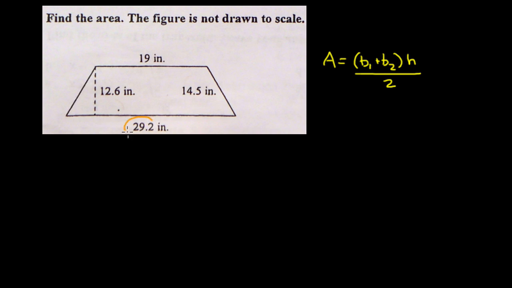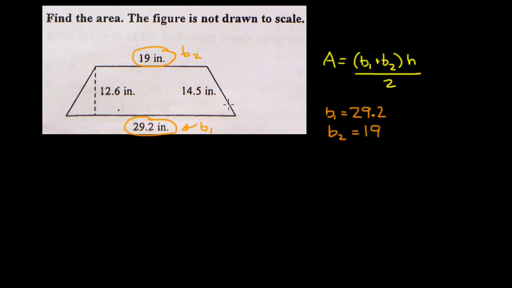Once you have that, your next step would be to identify what the bases are. Here we have the base at the bottom, which makes sense. But with the trapezoid, the bases are the parallel sides, so this would also be a base on top. So our base 1 would be 29.2. Our base 2 equals 19.